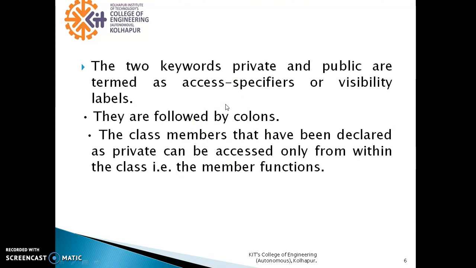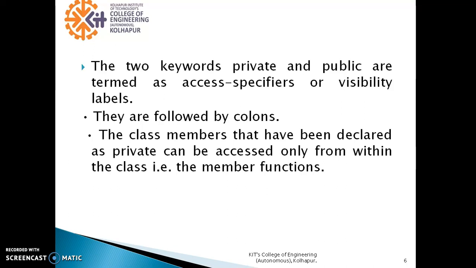The two keywords private and public are called access specifiers. They are also called visibility levels. They are used for the feature of data hiding. They are always followed by a colon. This we have already seen.